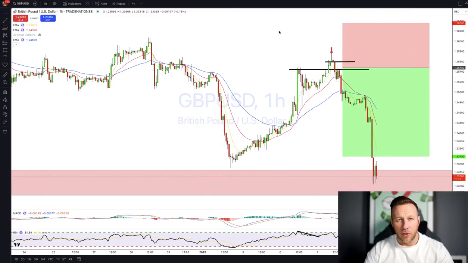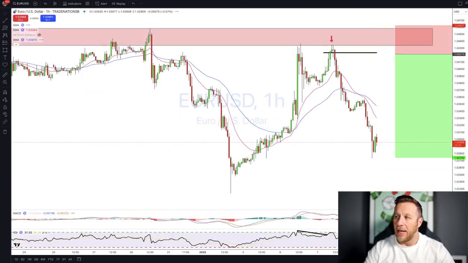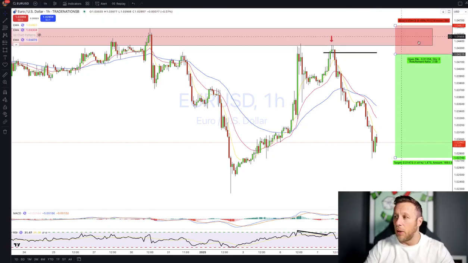So this is the first setup on the pound dollar. This is the first trade that I got into on Tuesday morning at around 6 a.m. And then just as I started my live trading session, about 8:01, I got into this trade, which is a very similar setup on the euro dollar. And as you can see, they both hit targets.